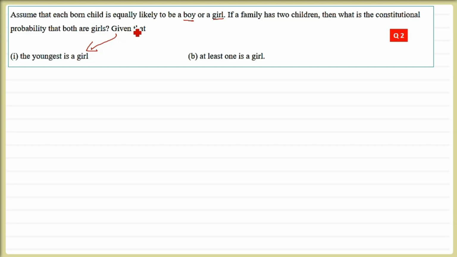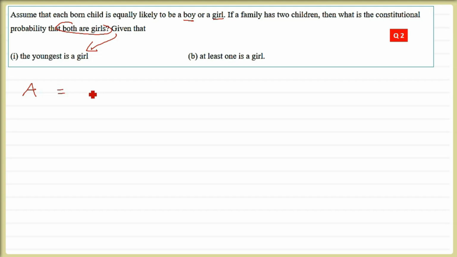Given that, we have to find the conditional probability that both are girls. But it is already given that the youngest kid is a girl, or at least one is a girl. So we have to have 3 different events. Since it is known, we have to apply conditional probability. I told you we need 3 probabilities.